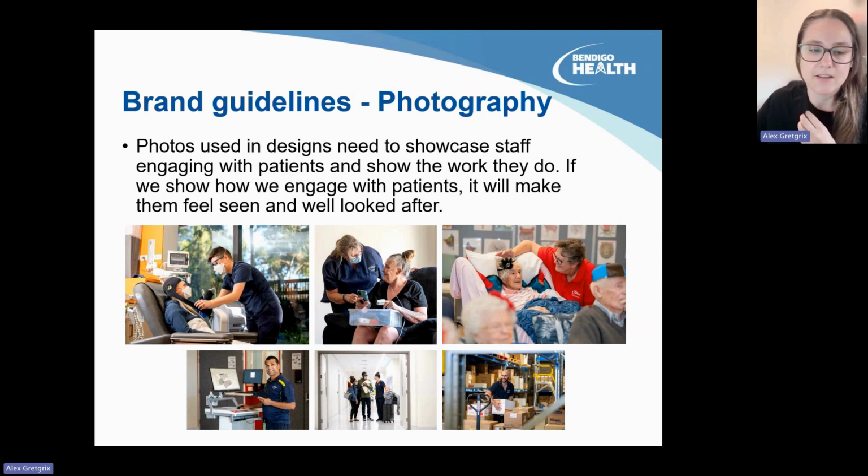As you can see there, they're all very happy. They look very happy to be there. They're all having conversations with the patients, so it's just showing how engaging they can be. And it also is a nice photo to look at when people are looking happy.